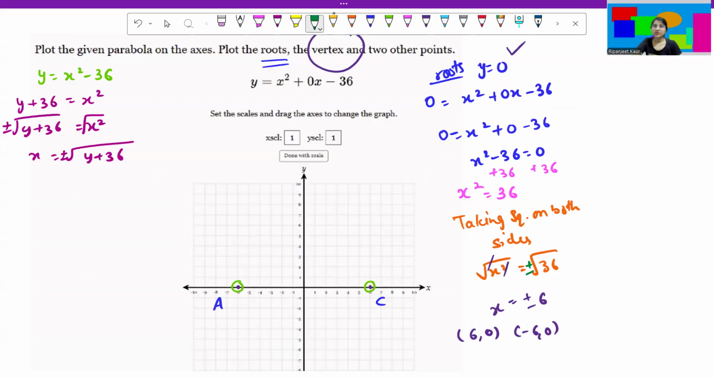What is the value you would like to keep for y? 4. If we are doing 4 plus 36, that is 40. 40 is not a perfect square.